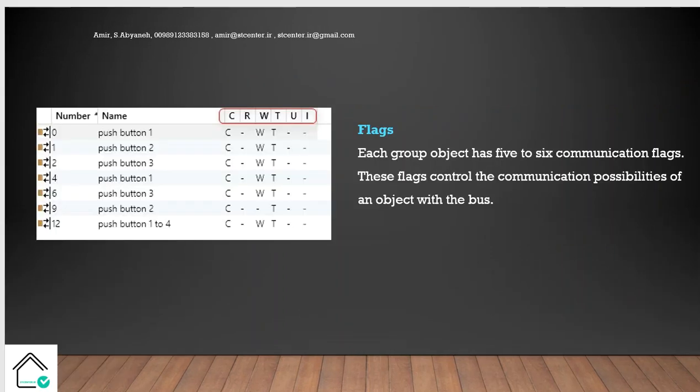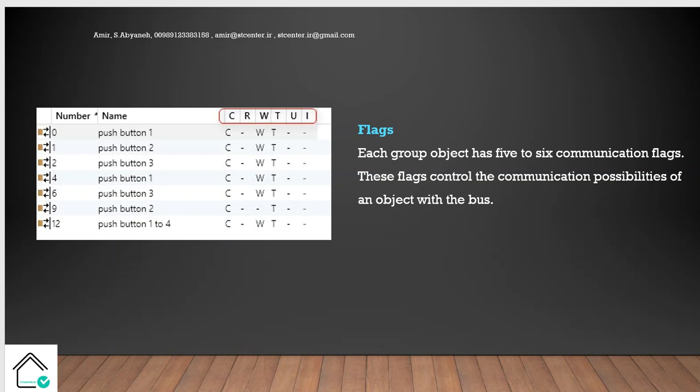First of all, what is a flag? Each group object has 5 to 6 communication flags. These flags control the communication possibilities of an object with the bus. In fact, with flags we can define the behavior of the group objects.